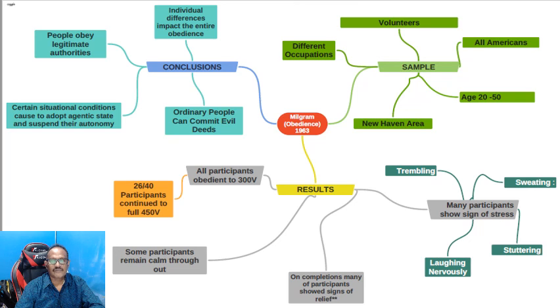This experiment has given everyone a very clear understanding of how obedience works in a society.